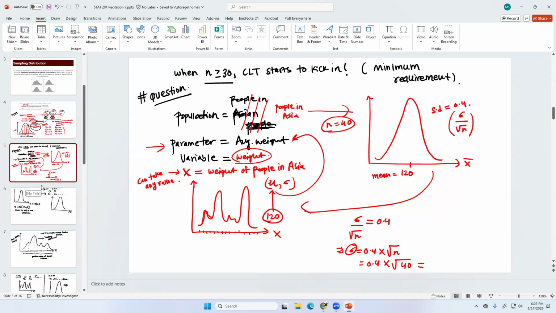Okay, if you don't have any clue about what the shape of your X is, then you need large n, greater than 30, so that the central limit theorem kicks in and you know that X bar will have a normal distribution. Okay, so that's one case.